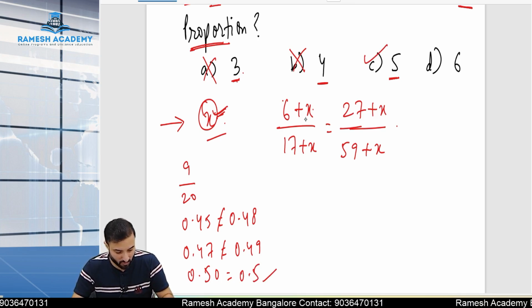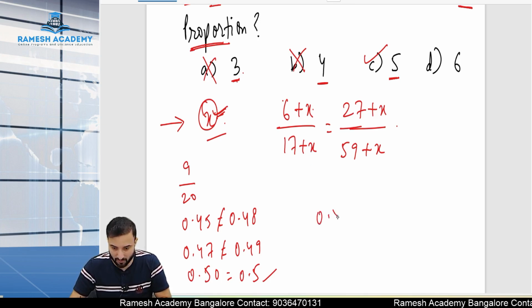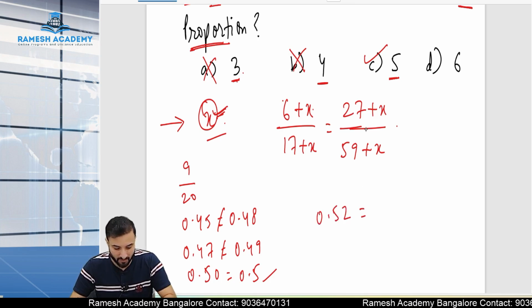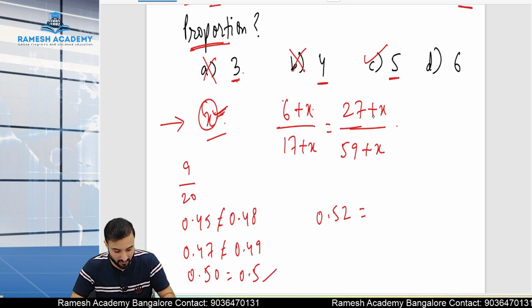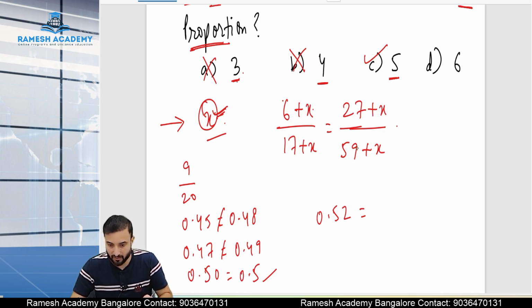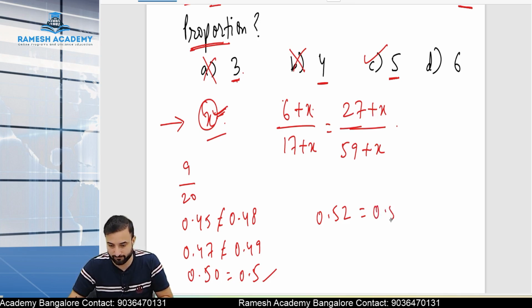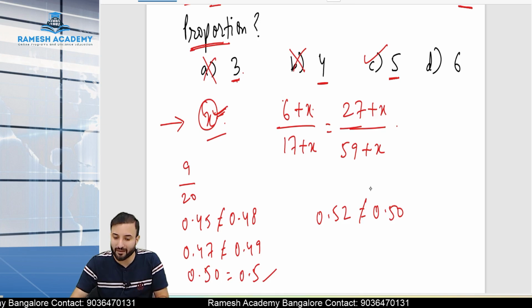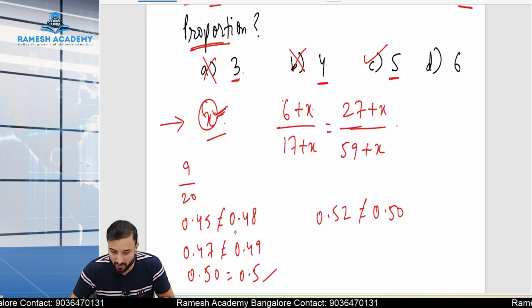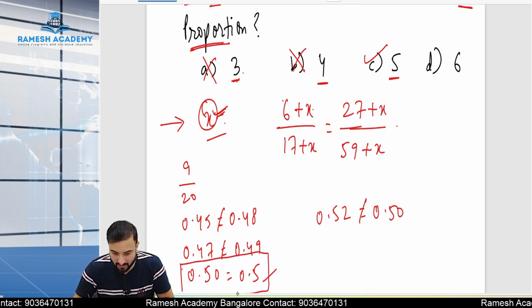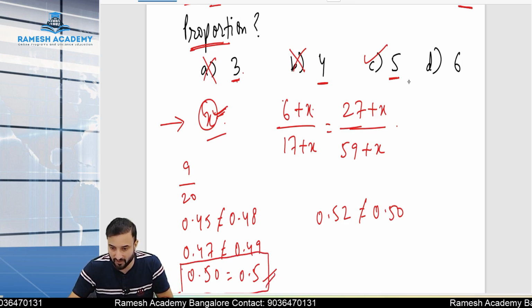6 plus 6, 12, divided by 17 plus 6, 23. So you are getting 0.52, and this side is 27 plus 6, 33, divided by 59 plus 6, 65. 0.50. So it is not equal. That's it. This is called the trial and error method, in which you get LHS equals RHS. That is the answer. So 5 is the answer.